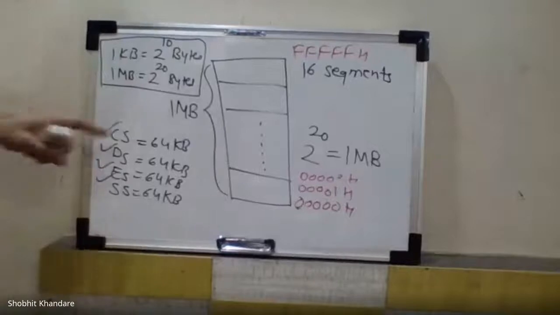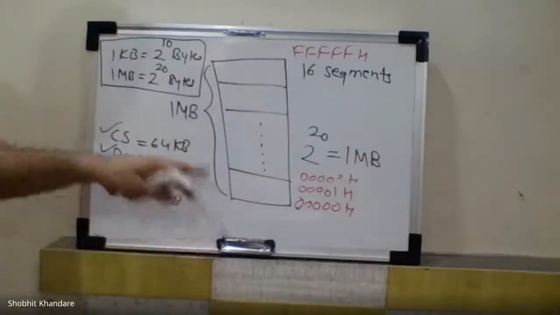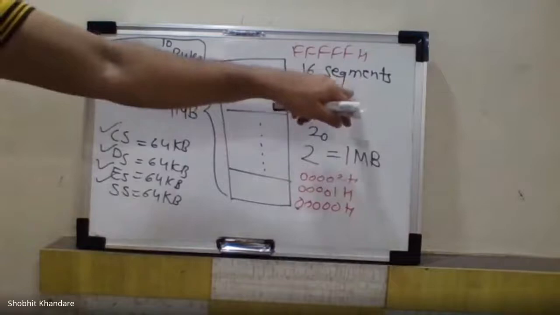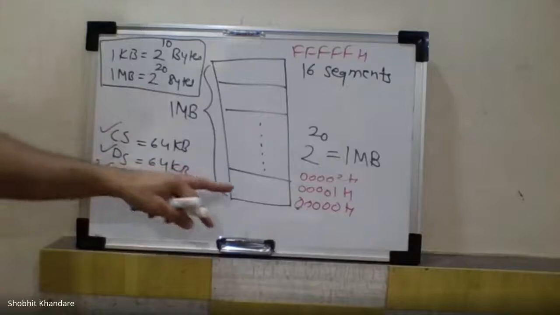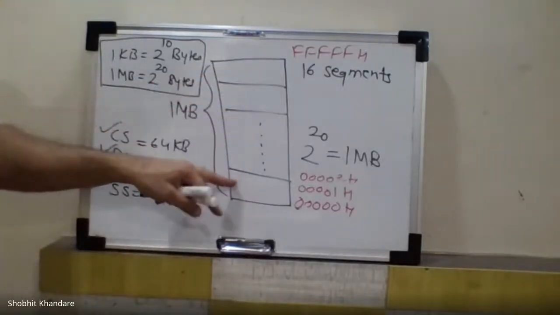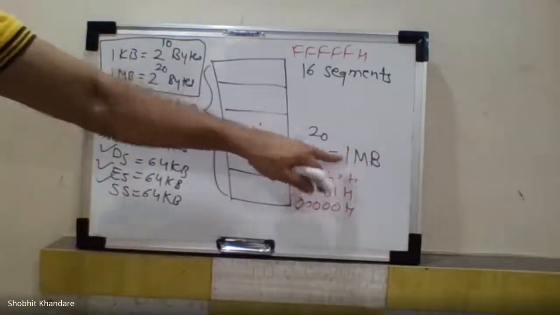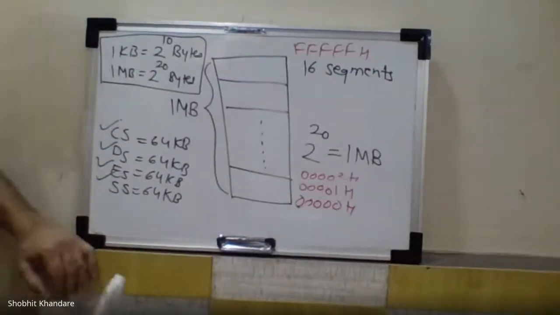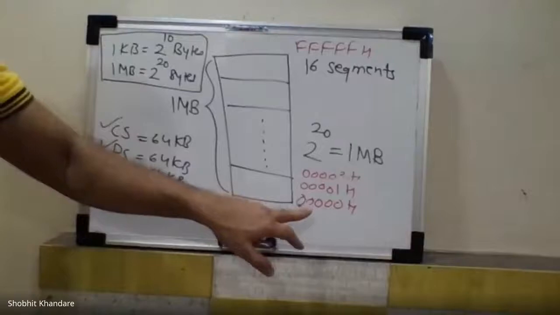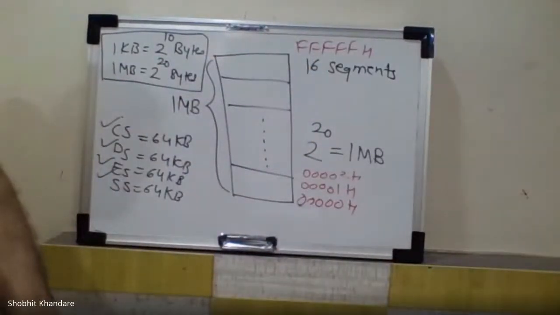Have you written this? Sir, 1 minute. Yes, write this. Write down: memory of 1 megabyte having 16 segments, we are only utilizing 4 segments. And to access the location, I have 20 address lines. So 2 to the power of 20 is equal to 1 megabyte. So the physical address will start from 00000H to FFFFFH.